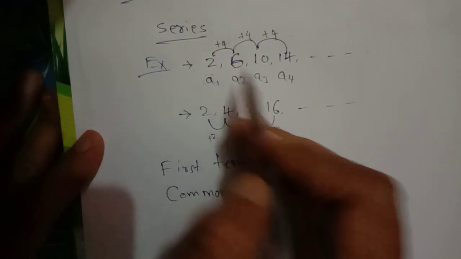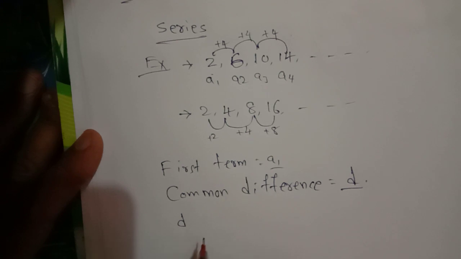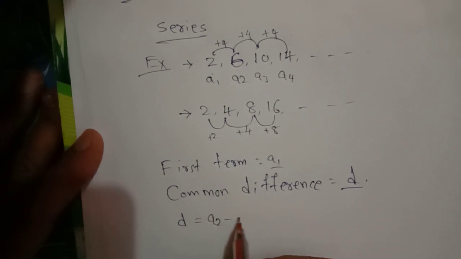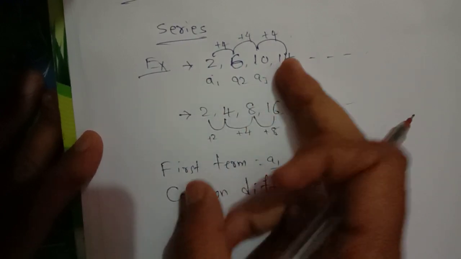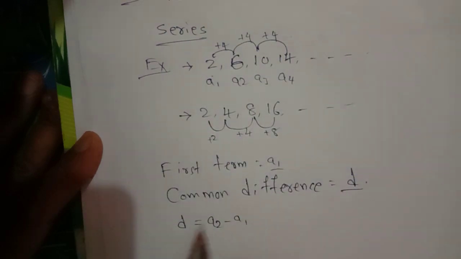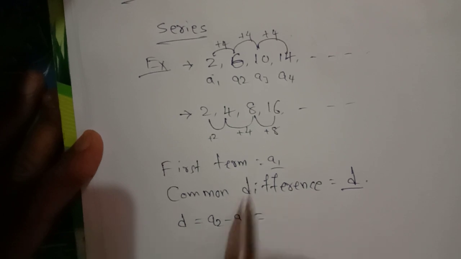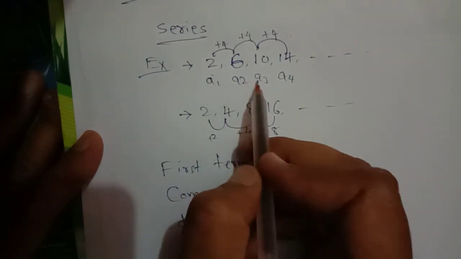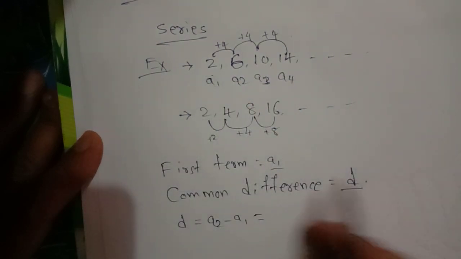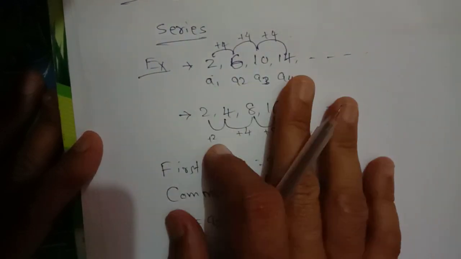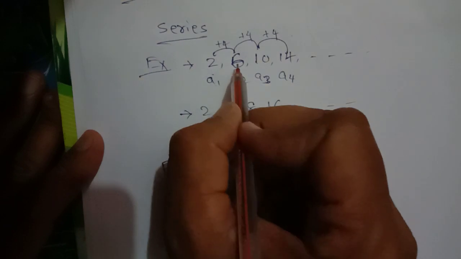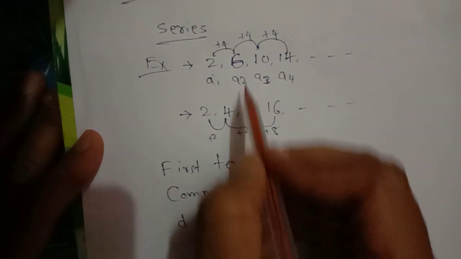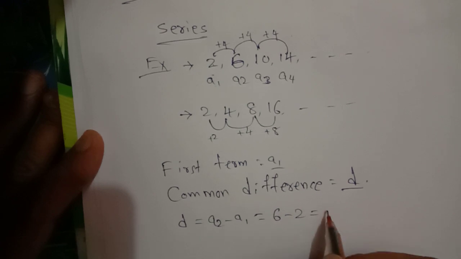Let us take this example to find the difference. How can we do this? d equals A2 minus A1. Always we have to subtract the first term from the second, the second from the third, and the third from the fourth. I have already written A1, A2, A3, A4 here so you can recognize easily which is which. So A2 is how much here? 6, minus A1, which is 2.